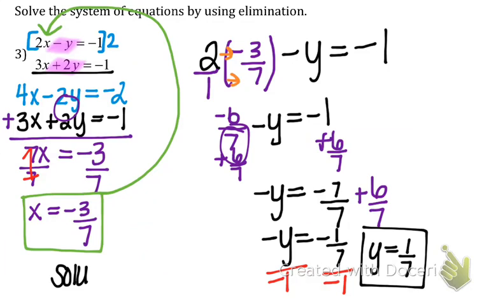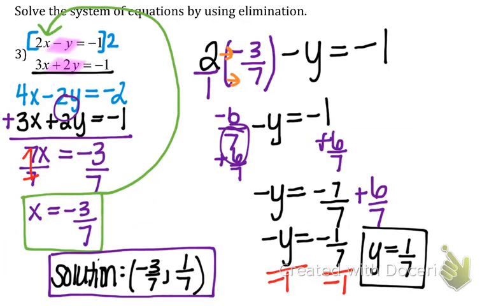Finally, I can write my solution as an ordered pair because if we were to graph these two lines, they would intersect at the ordered pair negative 3/7, 1/7.